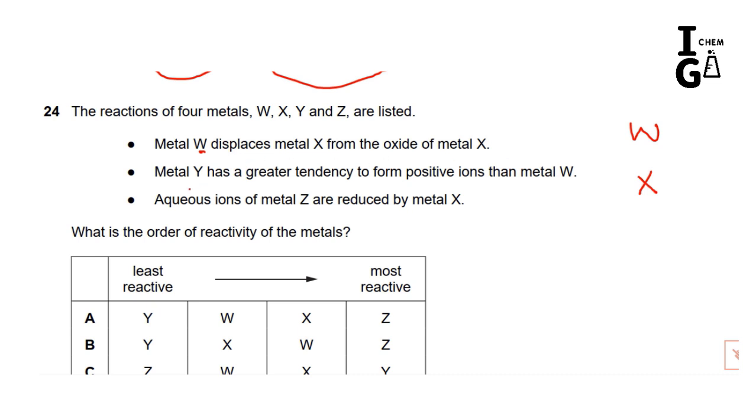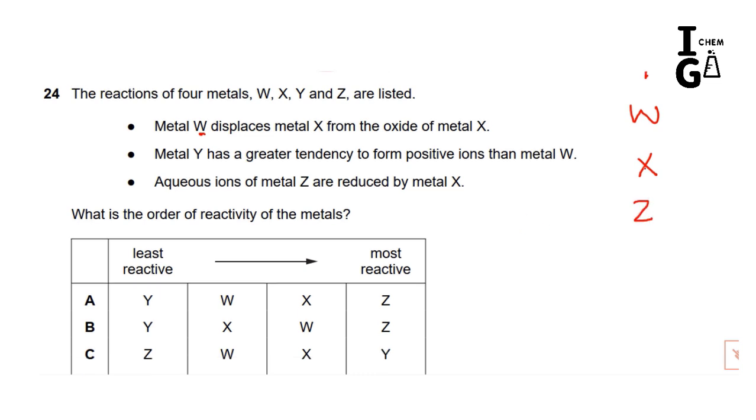Okay. Metal Y has a greater tendency to form a positive ion than metal W. So metal Y should also be more reactive than W. So I can put Y here. Aqueous ions of metal Z are reduced by metal X. So Z reduced by metal X means it should be less reactive than X. So I can put it here. So this is the arrangement of the elements mentioned here.